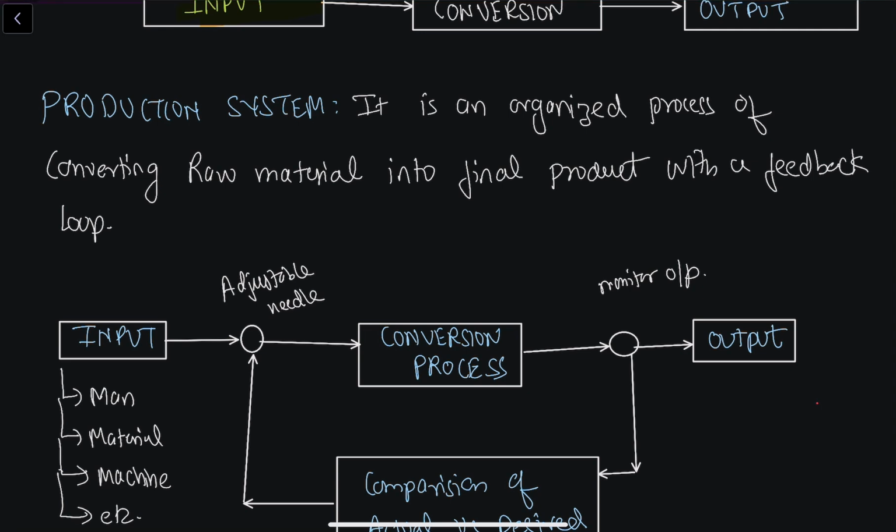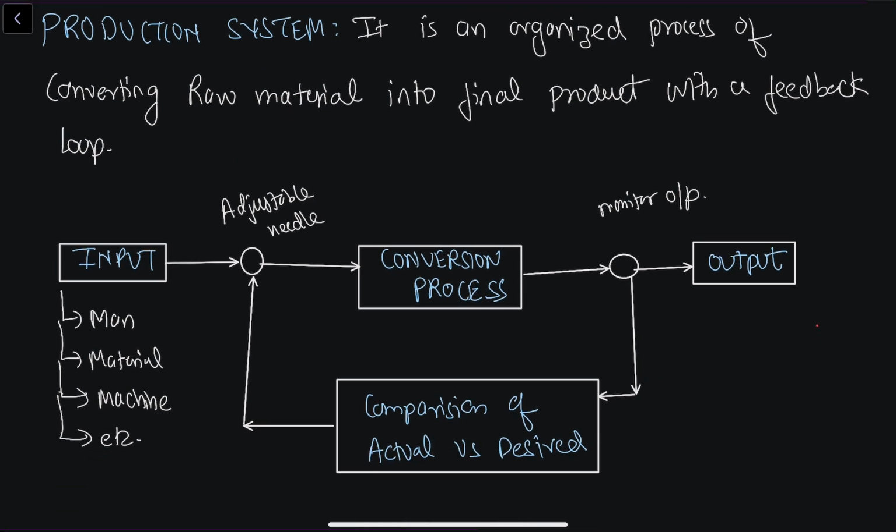So it is basically an organized process converting raw material into a final product with a feedback loop. The feedback loop is a kind of monitor loop. Raw material could be man, material, machine, etc. This input goes to a conversion process, and we get the output. But that is just production.